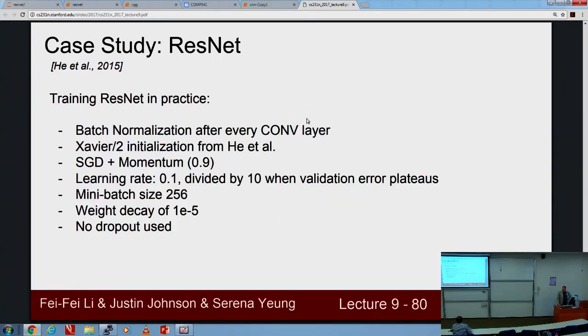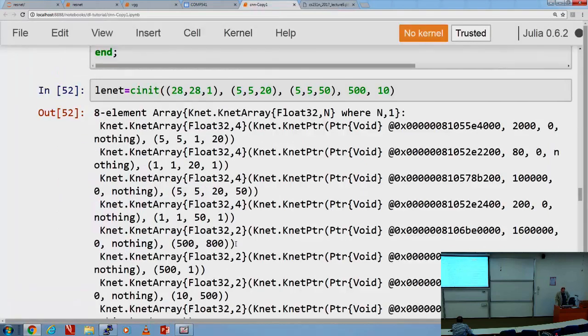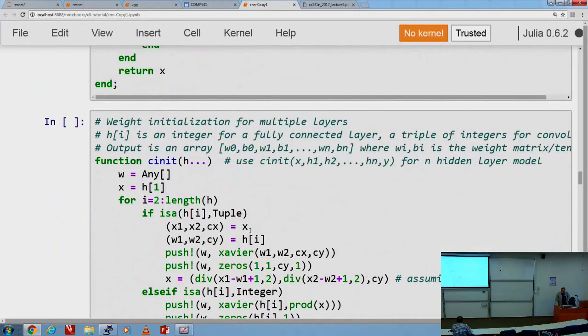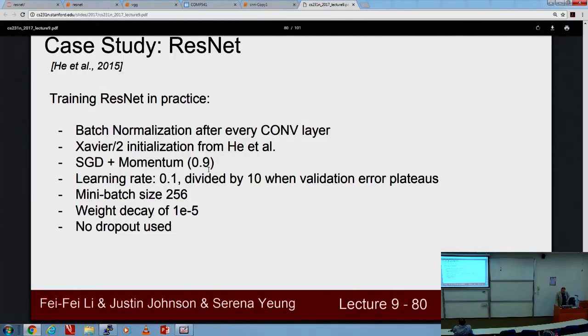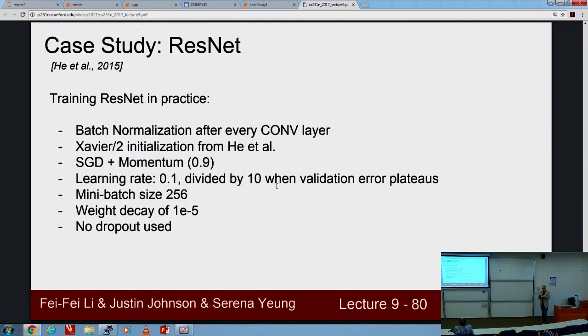Batch normalization, we saw last lecture, it was used. Xavier initialization, which is also what we used in our CNN notebook. This was also initialized with Xavier, I think. Yeah. So this function actually gives you the Xavier initialization, which basically sets the weight magnitudes to a particular range determined by the number of inputs and number of outputs of this particular layer.